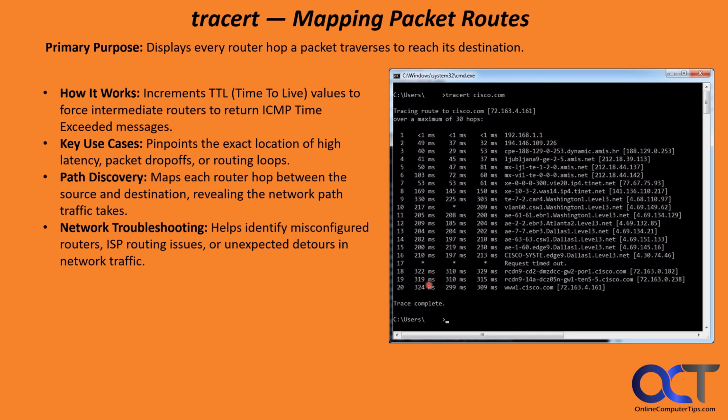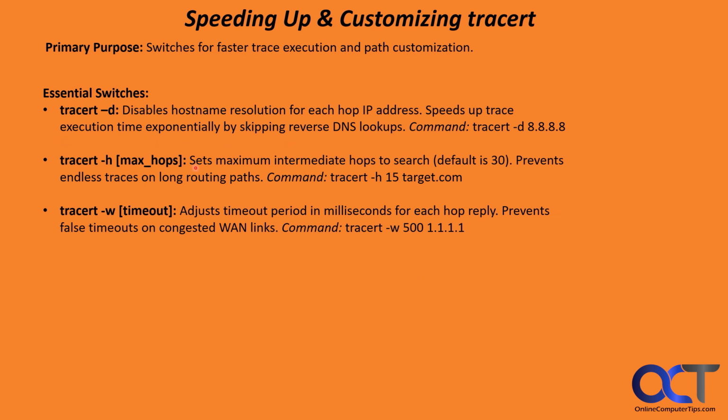But if you don't want it to go that far, or you want it to go farther, you could change that value here with the max hops. And then we have the -w timeout. So this adjusts the timeout period in milliseconds for each hop reply. This prevents false timeouts on congested WAN links. So here's the command -w with the value of 500 with the IP address after that.